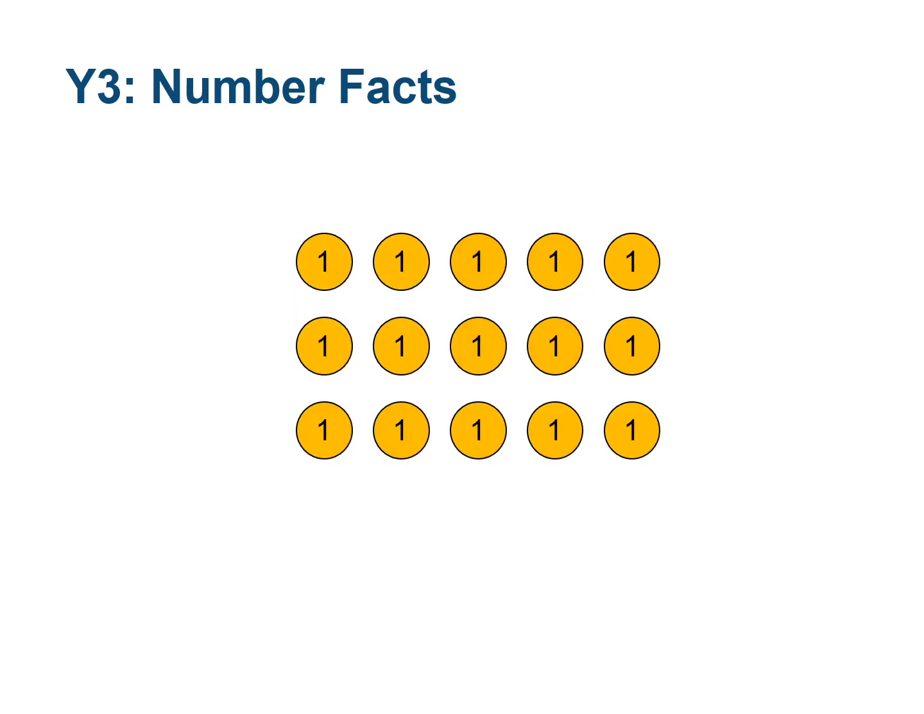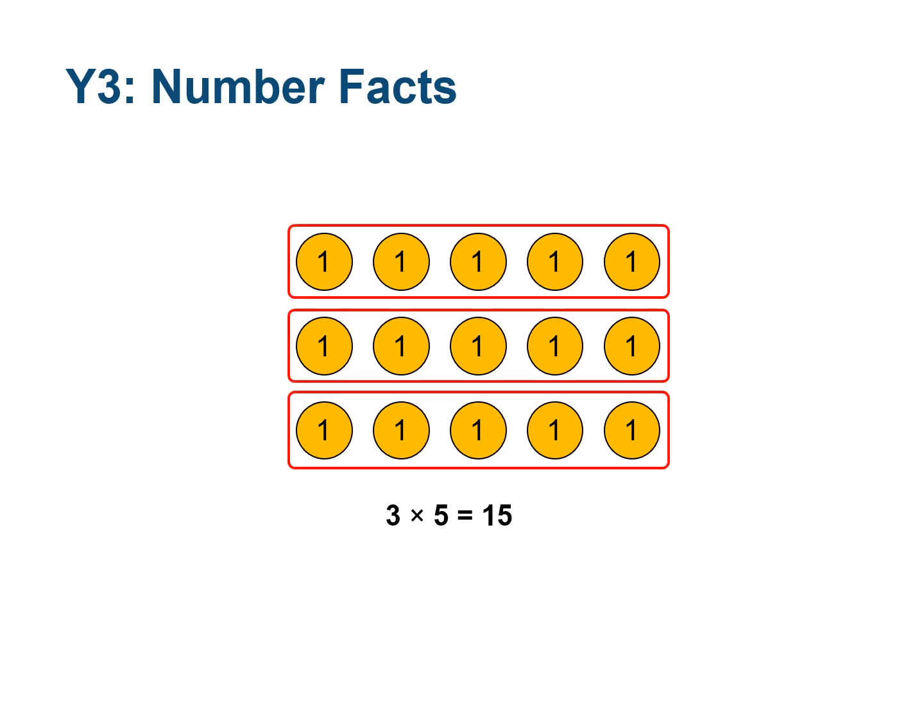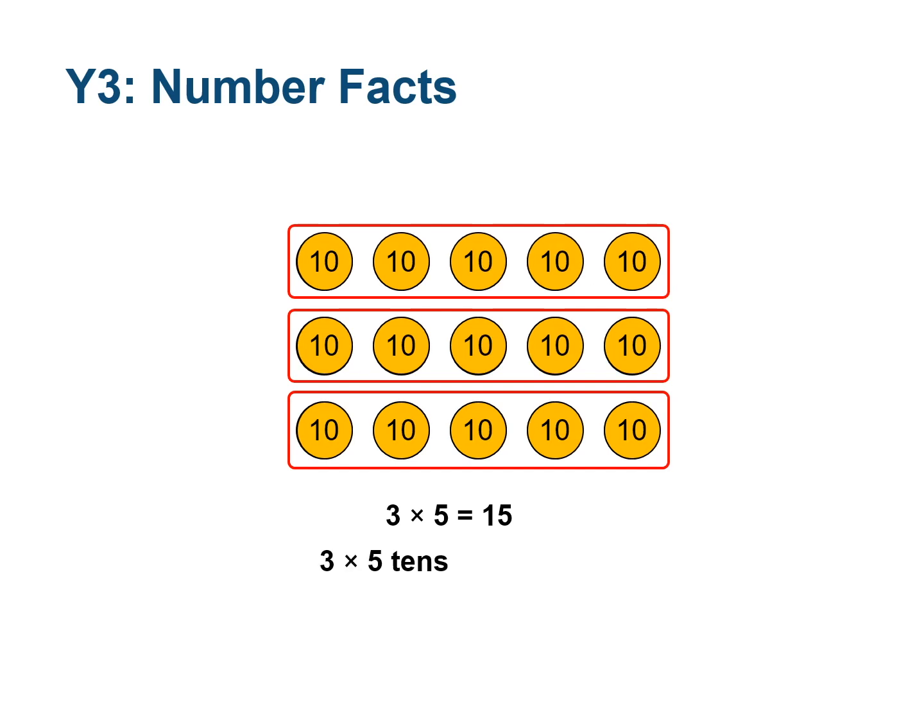And the same idea of applying known facts to units of 10 applies to multiplication. So 3 times 5 is equal to 15. So 3 times 5 tens is equal to 15 tens or 150.